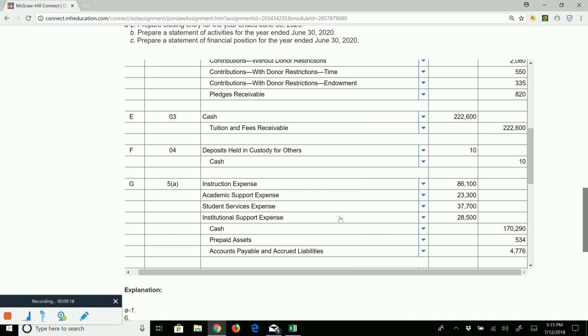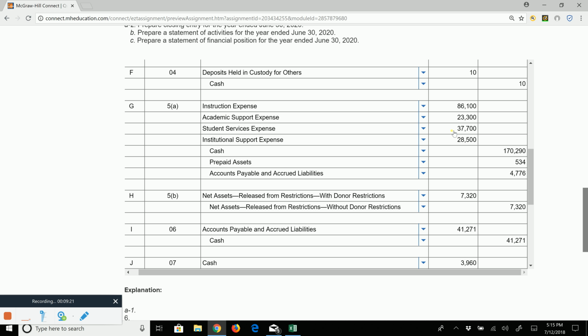A couple of things going on here. So first, if you take a look at the first journal entry, as I said, we're going to debit the various expense accounts, credit cash, the bulk of them were paid. 534, the prepaid expense, which is the asset, is credited, and the other 4,776 was accrued. In addition to that, we're going to release restrictions. So you can see journal entry 5B, debit net assets released with donor restrictions. That means it's going down with a debit. And we will credit net assets released without donor restrictions. That means that category is going to increase.